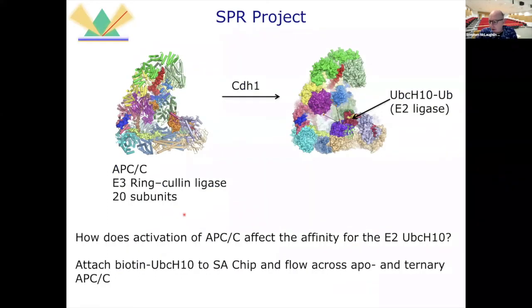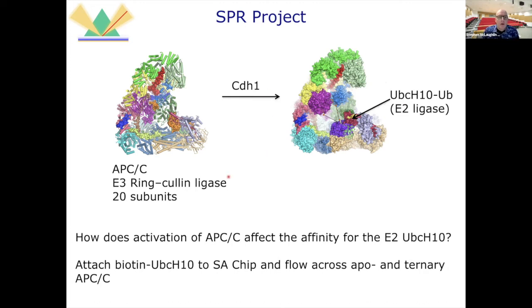So in the last 10 minutes or so, I'll run through some examples of how we've used these different biosensors on different projects. The first one was a few years ago, looking at the activation of this APC/C E3 ligase, which is very important in cell cycle control. It's a huge complex that gets activated by binding onto this Cdh1. It then can bind onto its E2 ligase. So we wanted to know, what's the difference in affinity between the apo and the activated form?